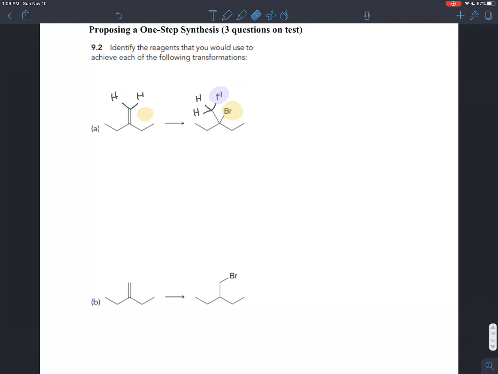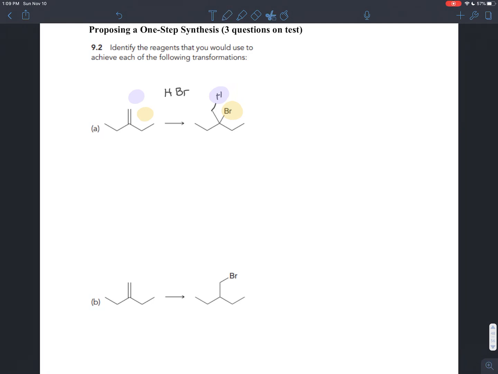Now to make this look a little less cluttered, I'm going to erase those hydrogens that didn't react. So we added an H and a Br. That gives us some information about what type of recipe we'd have to use. If you add a hydrogen and a halogen, that's hydrohalogenation. So you would want to add H, in this case HBr.